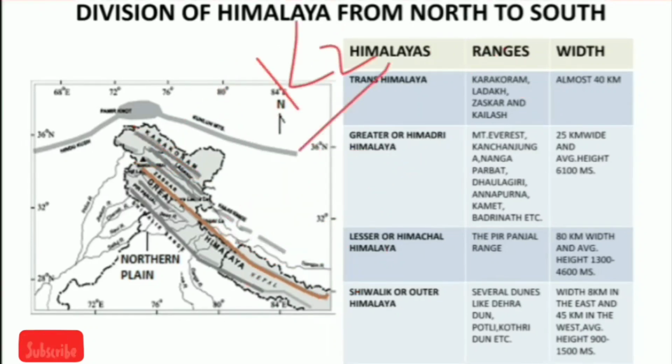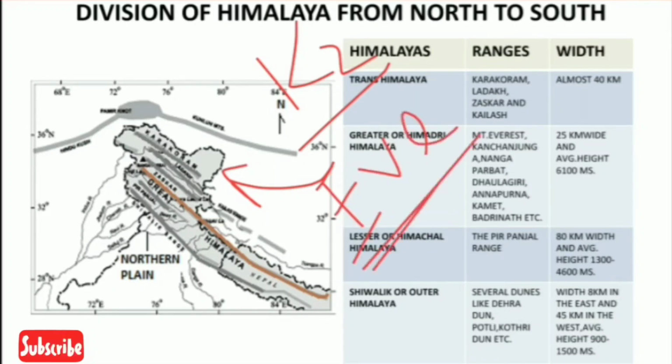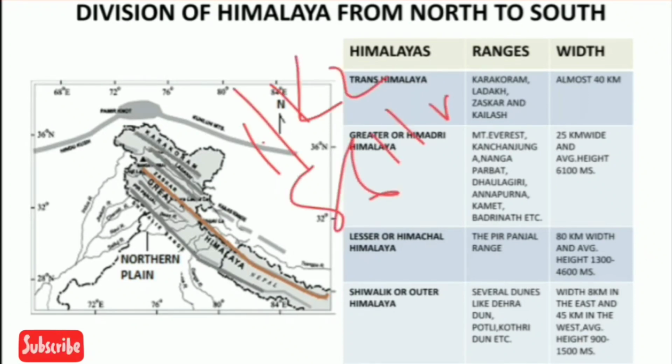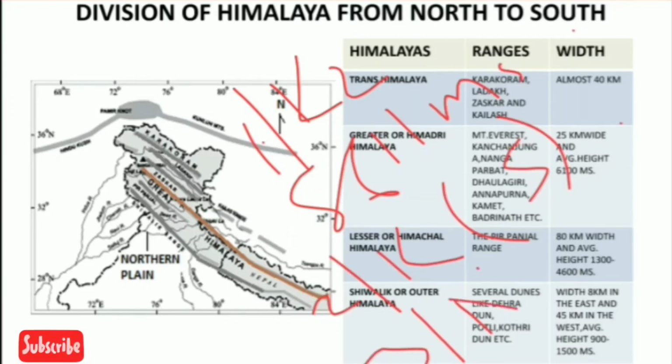K2, or Godwin-Austen, is situated in this Karakoram range, and it is the second highest Himalayan peak. The first one, Everest, is situated on the Nepal-China border. Now this K2 is the second highest Himalayan peak, but the highest mountain peak in India. So the first one we have is K2, with a height of almost 8611 meters. In second place, we have Kanchenjunga, which is situated in Sikkim, and in third, we have Nanda Devi, which is situated in Uttarakhand.